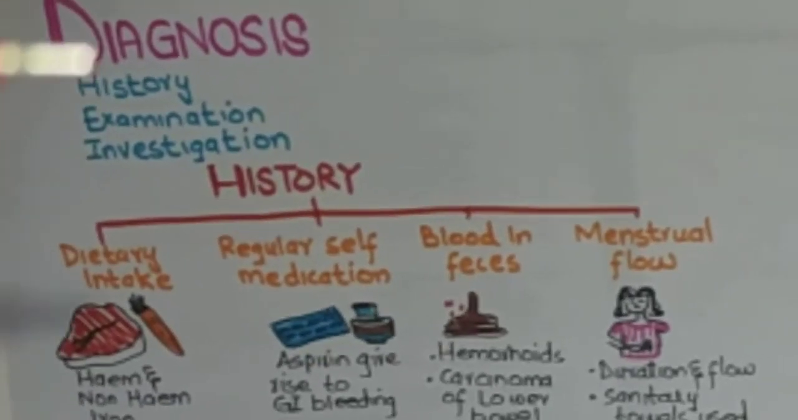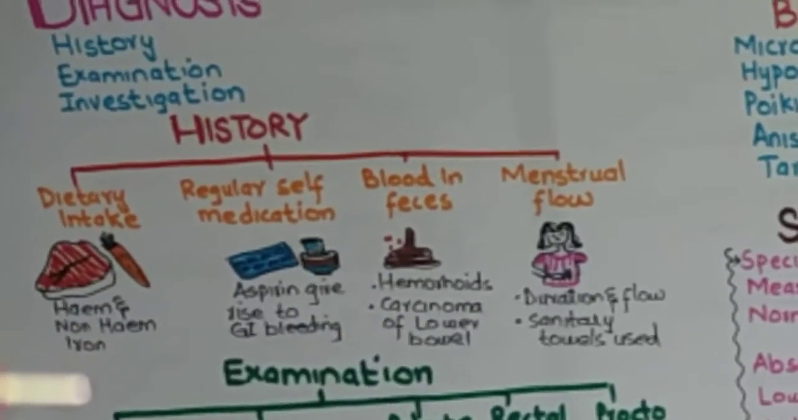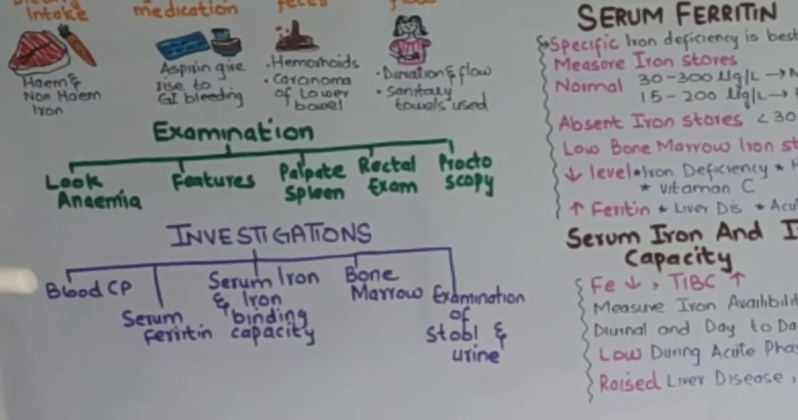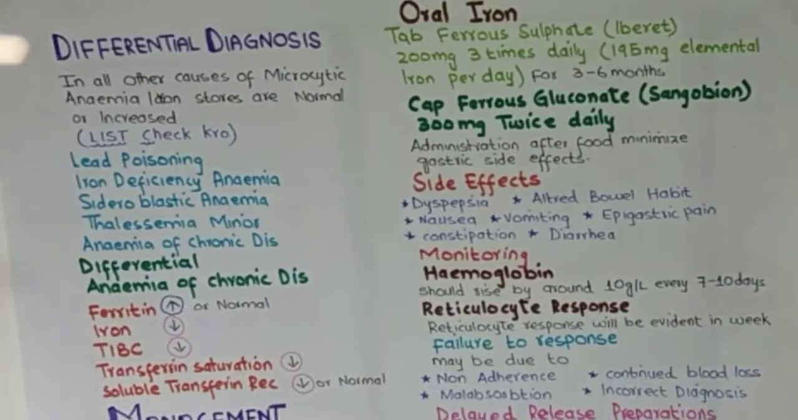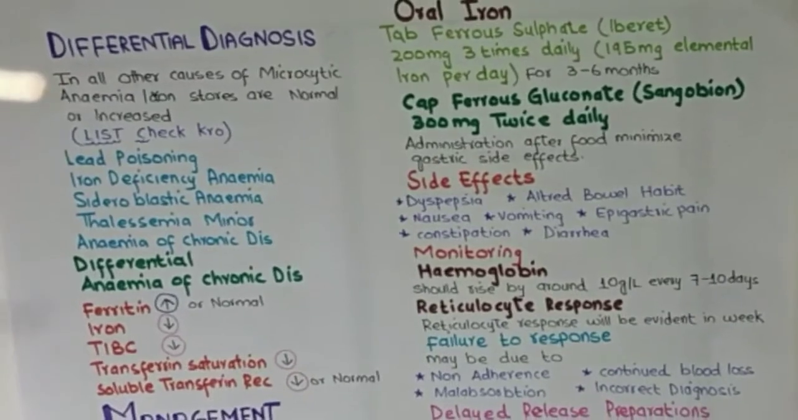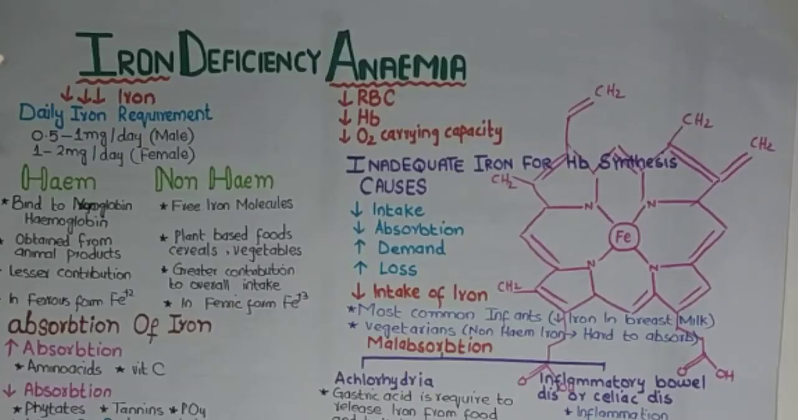Then diagnosis of iron deficiency anemia, which is based on the history, examination and on the basis of investigations. Then the differential diagnosis of the iron deficiency anemia, and finally the management. Okay friends, let's take a start with today's lecture.